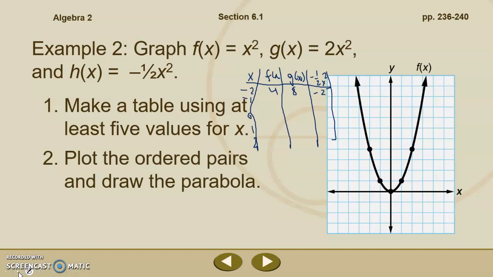This is our f of x, which is just what we call a parent function for the quadratic function. There's no numbers with it. It's just kind of the basic quadratic function. We have g of x. You'll see that multiplying it by 2 actually squishes it in. And h of x. You can see multiplying it by 1/2 actually spreads it out. And the negative flips it over so that it's pointing downward.